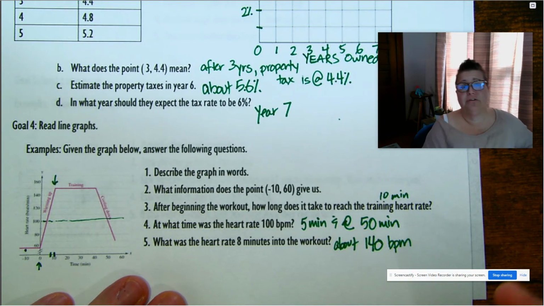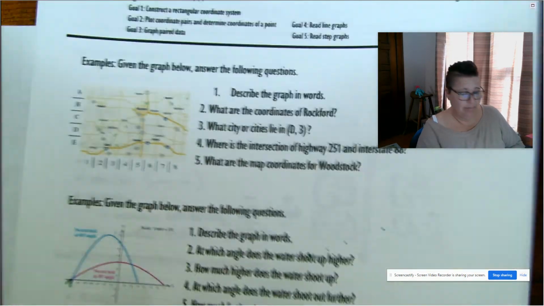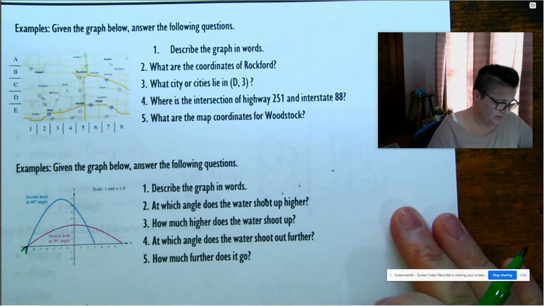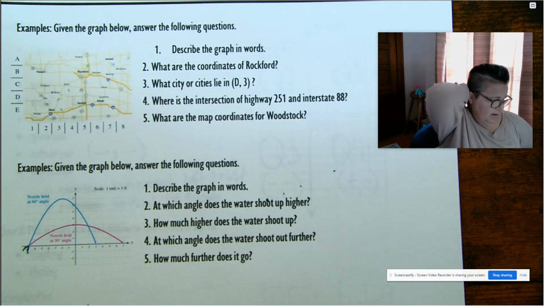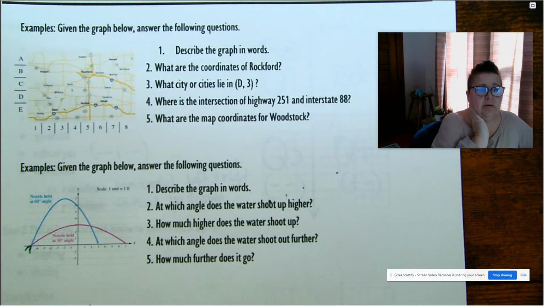So what we're asking you to do is to look at these graphs and make sort of educated, not guesses, but approximations. All right. Given the graph below, answering the following questions, describe the graph in words. This is a graph of a map.